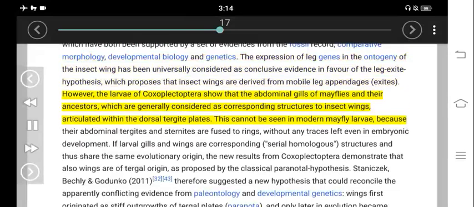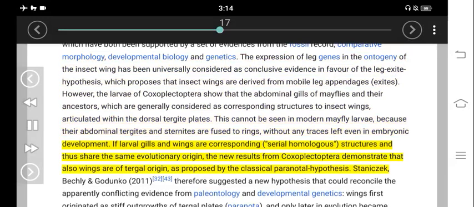However, the larvae of Coxoplectoptera show that the abdominal gills of mayflies and their ancestors, which are generally considered as corresponding structures to insect wings, are articulated within the dorsal tergite plates. This cannot be seen in modern mayfly larvae, because their abdominal tergites and sternites are fused to rings, without any traces left even in embryonic development. If larval gills and wings are corresponding, serial homologous structures and thus share the same evolutionary origin, the new results from Coxoplectoptera demonstrate that also wings are of tergal origin, as proposed by the classical paranotal hypothesis.